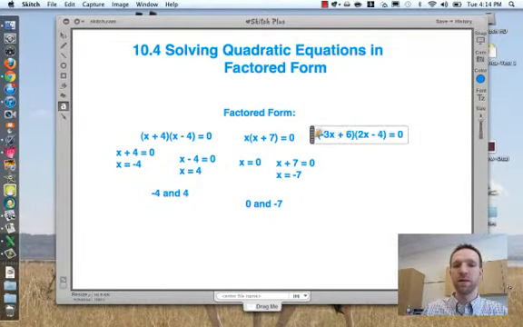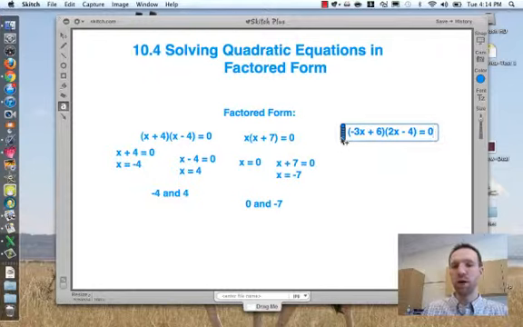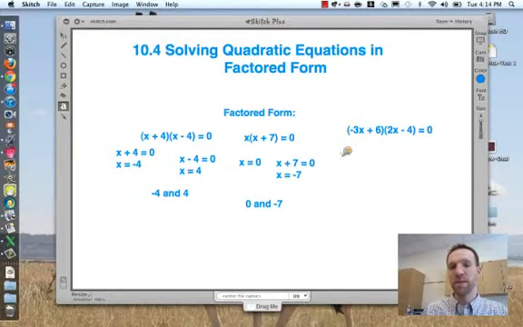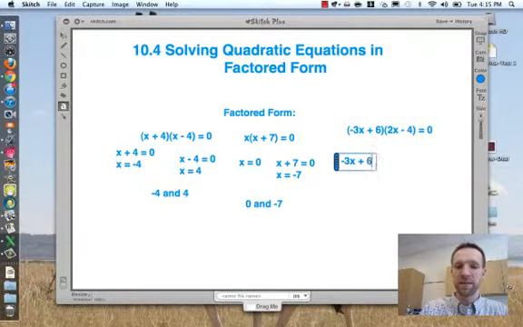And our final expression here, this is a little more complicated, but I think we can pull this one off too. We'll take this first binomial, set it equal to 0, take the second one, set it equal to 0, and find what two values of x would make each of those equal to 0. So here we go. Negative 3x plus 6 is going to equal 0.